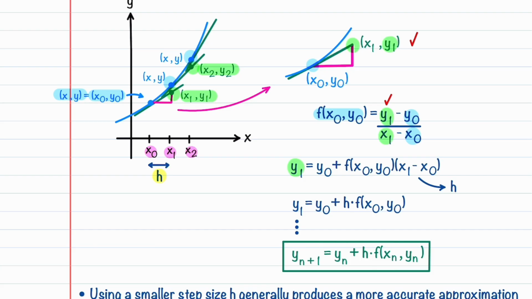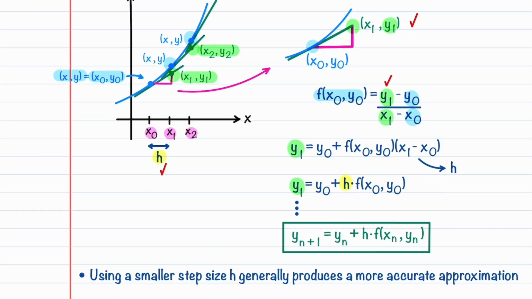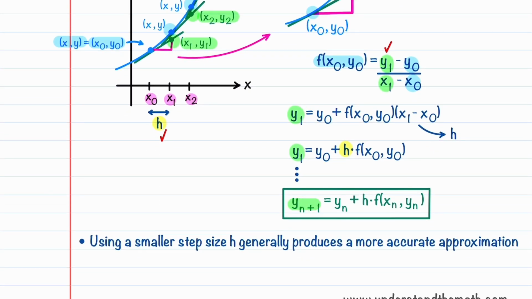If we look back at the graph on the left, you can see that x1 minus x0 is equal to h. So we're going to plug that in. That's right here. And that's our formula for y1. This same process is used to find y2 and all the other y's. And this leads us to the formula that we're going to use. And that formula is y sub n plus 1 is equal to y sub n plus h times f of xn, yn.